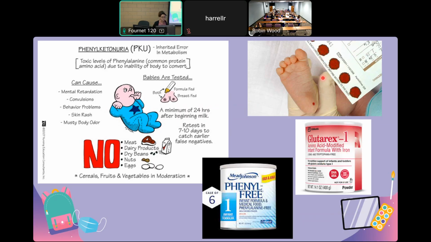Do you have to buy that from the doctor? Honestly, Dr. Wood, do you know? I don't know what the ordering process for this is. I think we have to have a prescription situation. It's not like we go to Walmart and buy phenylalanine-free formula or Glutarex. Do you know, Dr. Wood? No, I really don't. I think it probably would have to be a prescription. I just know we've been in situations where the parent doesn't have it or has run out, and that's a whole problem.